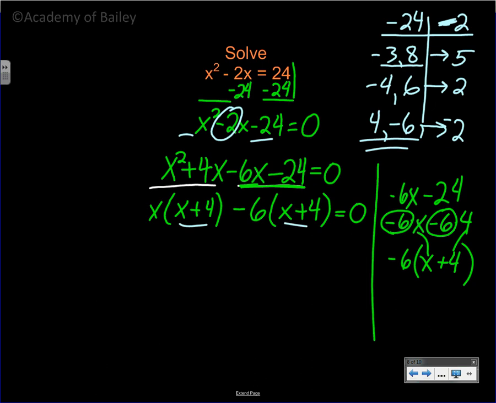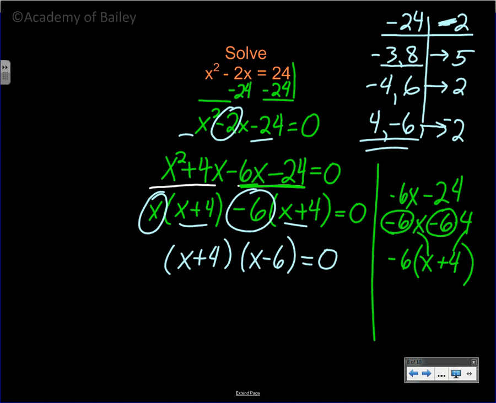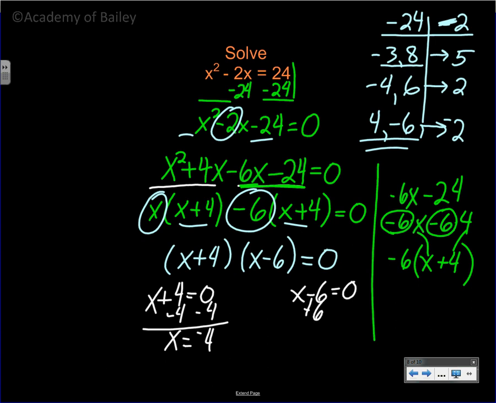We know that these two parentheses are the same, so they get their own parentheses together. And these two come together inside that one, and you set them equal to 0. x plus 4 equals 0. x minus 6 is equal to 0. In this case, subtract 4 from both sides: x will be equal to negative 4. Add 6 to both sides: x is equal to 6. So you have those two answers.